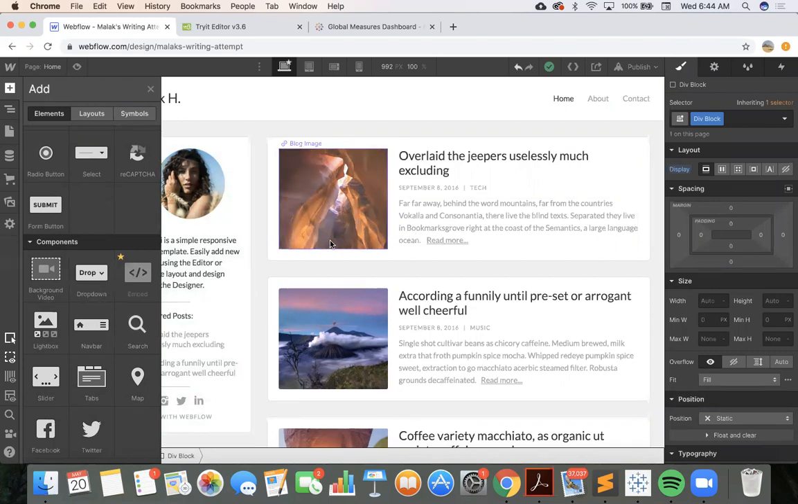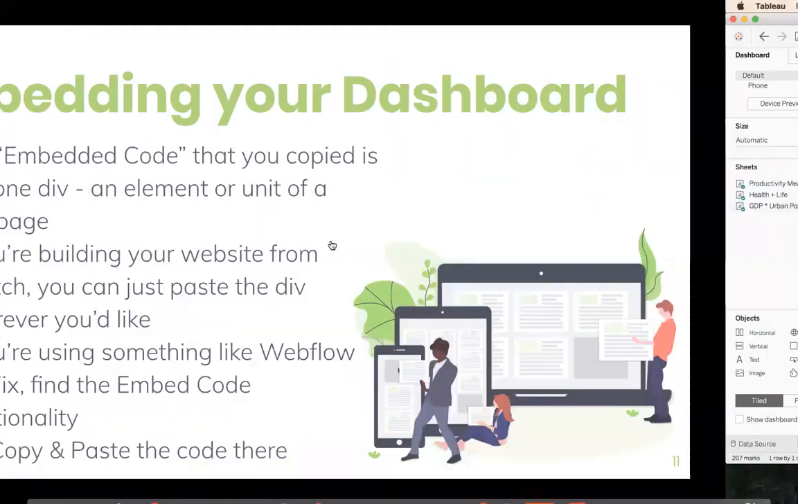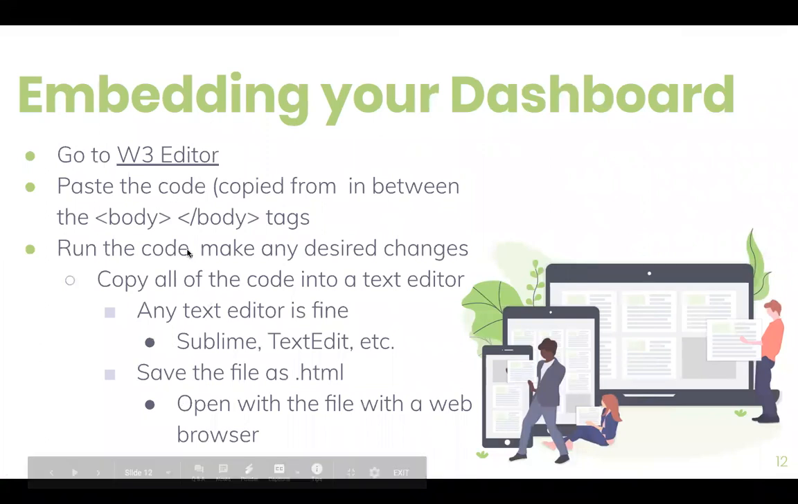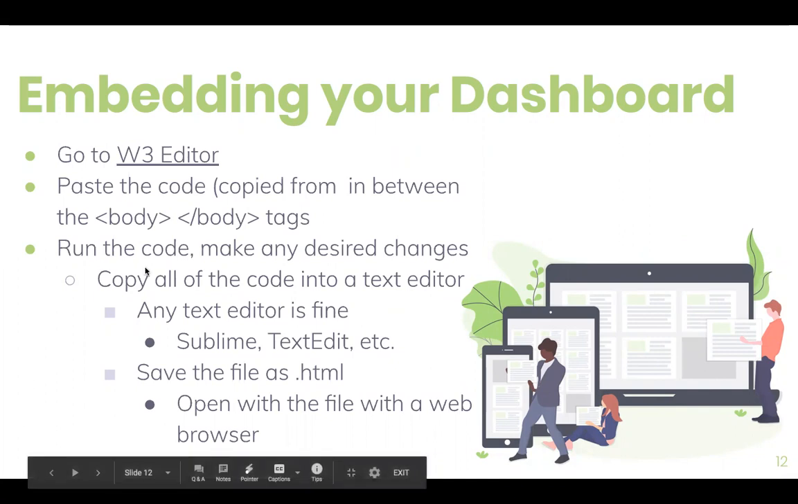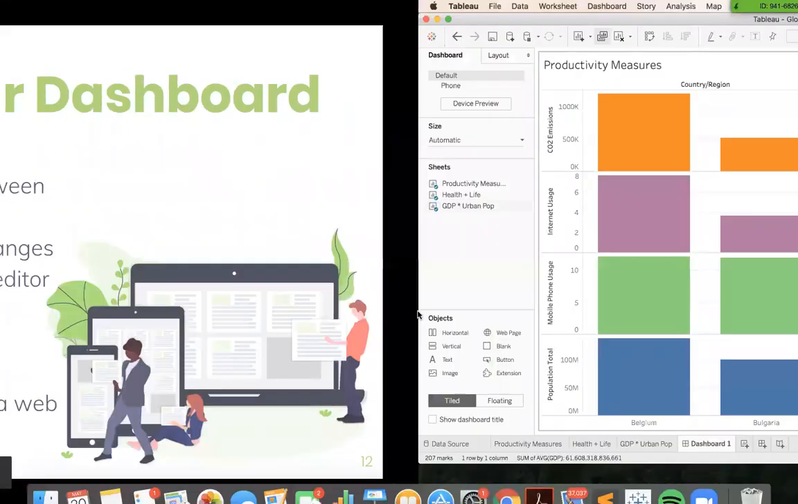If you don't have either of those, we can set up an HTML file of sorts to mimic that. So you can go to this W3 editor and paste the code within the body tags. Don't concern yourself with what a body tag is if you don't know. And then run the code and you'll see a brief preview of what we're going to see. Then copy all of that code into a text editor. I personally like Sublime. Anything is fine. TextEdit for Mac or any Windows equivalent. And then save the file as HTML and open it with the web browser of your choice.